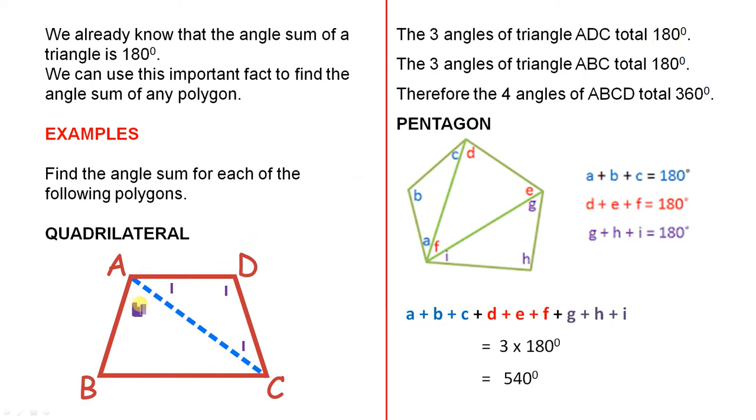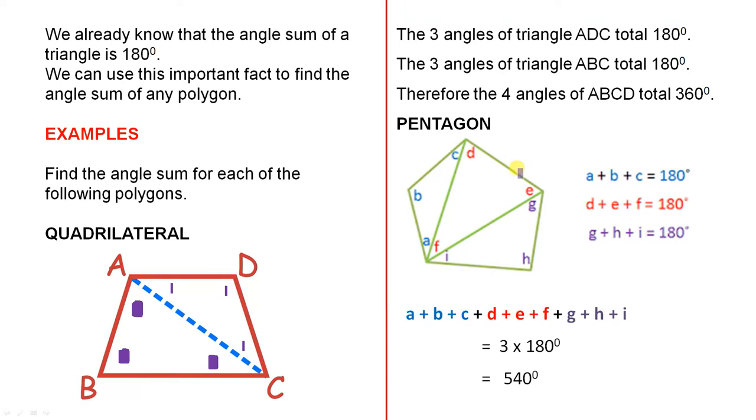We then look at these three angles, this one, that one, and this one. And we know that the three angles of triangle ABC total 180 degrees. Therefore, the four angles of ABCD total 360, which is 180 plus 180. Because the total sum of the four angles, each of them formed by the red lines, is actually the total sum of the six angles that are formed by the two triangles. And that's why we get 360 degrees.